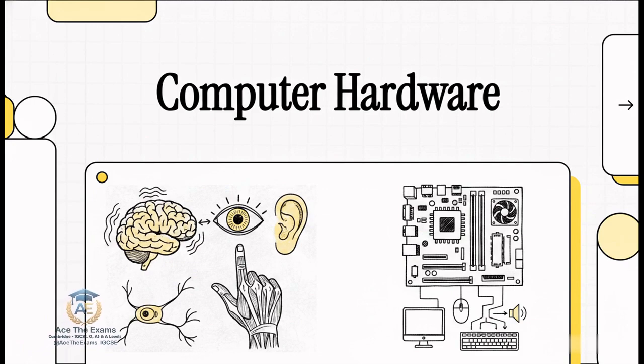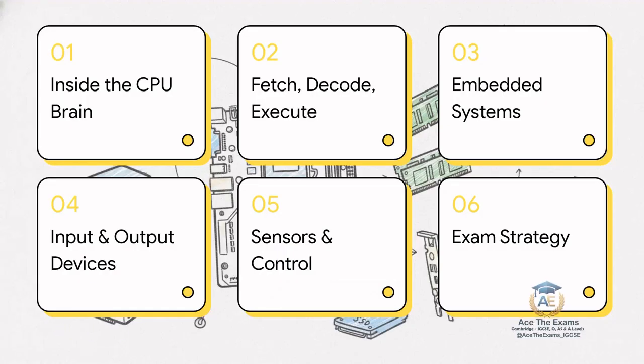Let's get into it. Here's our roadmap for today's session. Number 1, inside the computer's brain. Number 2, fetch, decode, execute. Number 3, embedded systems everywhere. Number 4, connecting to the world. Number 5, sensors and automated control. And finally, number 6, acing the hardware exam.